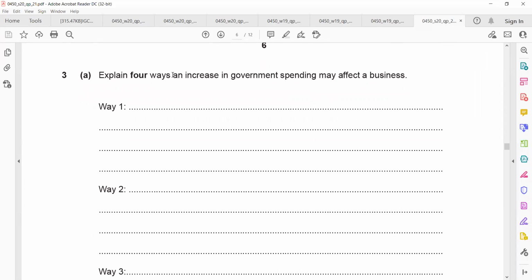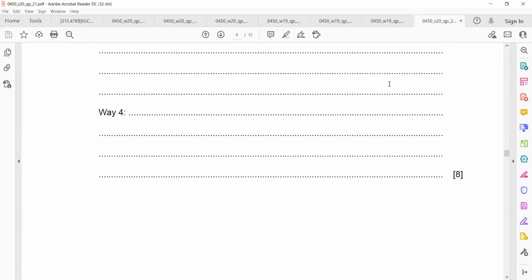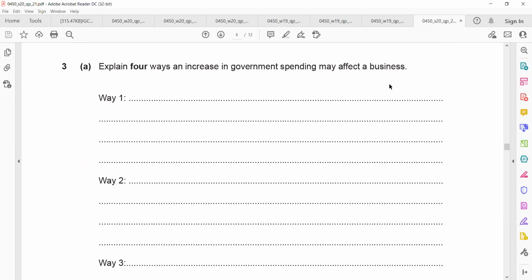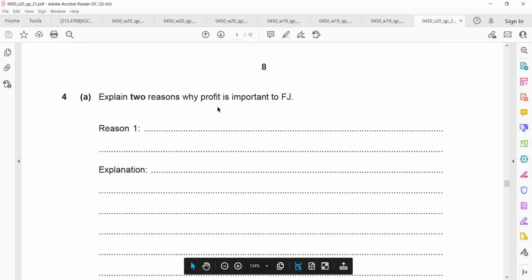And this one, explain 4 ways an increase in government spending may affect a business. This one, identify the 4 ways, way 1, way 2, way 3, way 4, and then explain it.